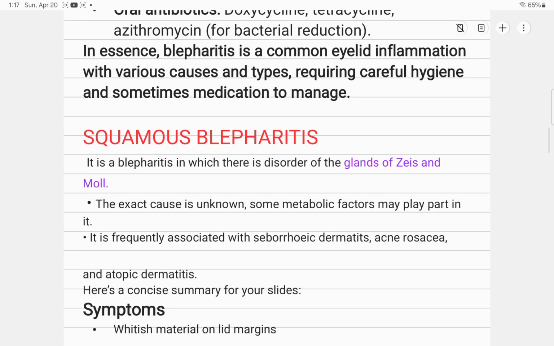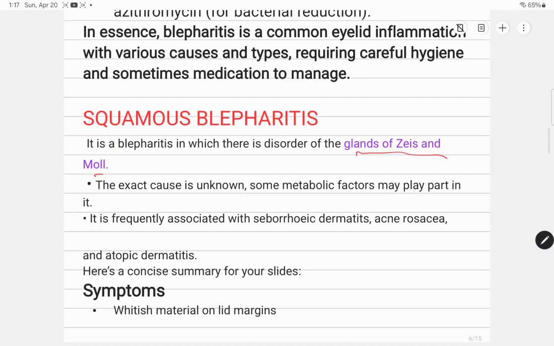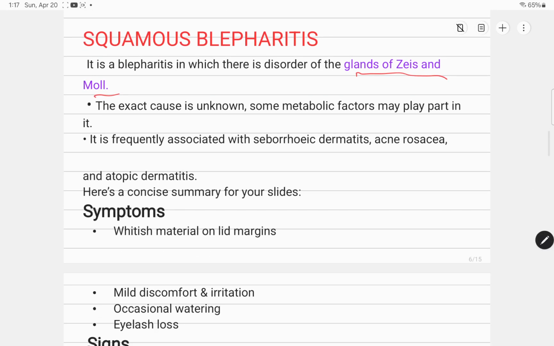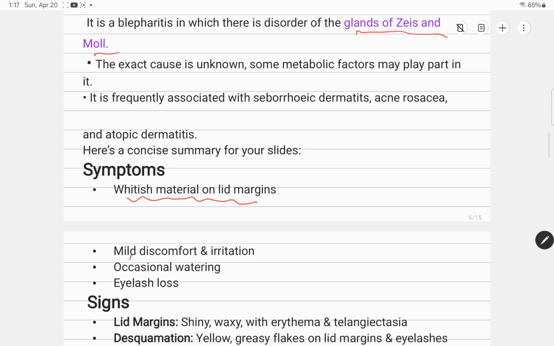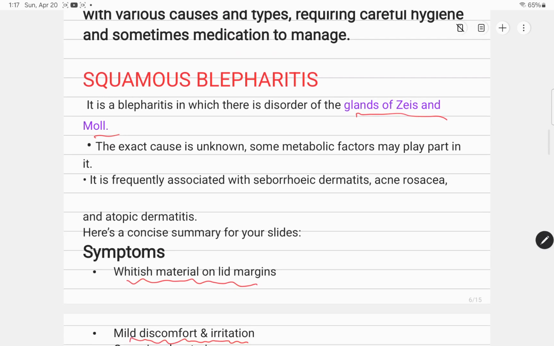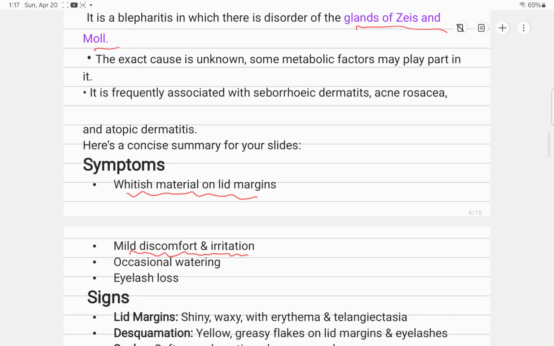It is also squamous, as we discussed, glands of Zeis and Moll. So its symptoms are a little bit different, like whitish material on the eyelid. In ulcerative there is also presence of material on the eyelid, but there is mild discomfort or irritation. In ulcerative, the irritation and discomfort was very extreme, but in squamous it is not very extreme, it is mild. There is eyelash loss and occasional watering.